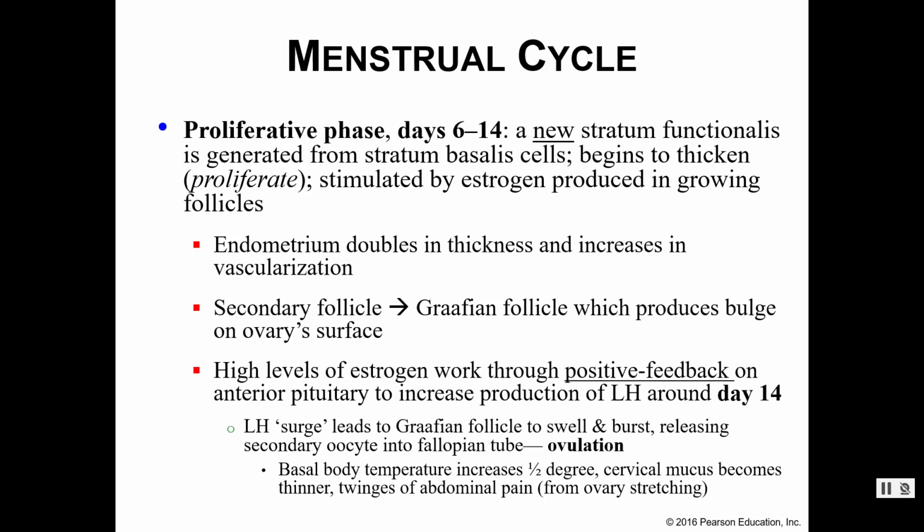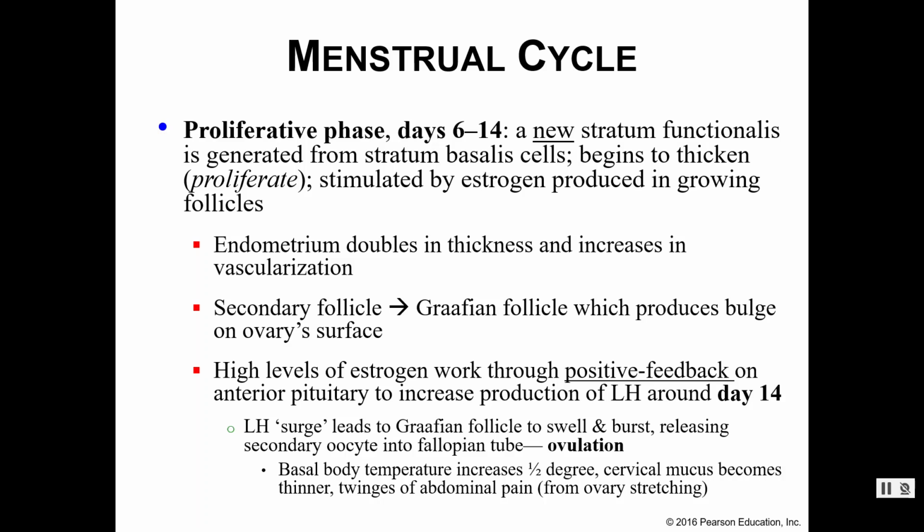Okay. High levels of estrogen work through positive feedback, and they are working on the anterior pituitary gland to increase production of LH, okay, so luteinizing hormone, around day 14. Okay. So around day 14, all of this extra LH leads to what's called the LH surge. Okay. That extra spike of LH on day 14 is what causes the Graafian follicle to bust open, and the secondary oocyte will enter into the fallopian tube. That is ovulation. That's how it works.